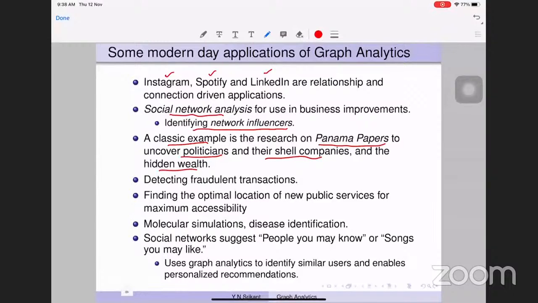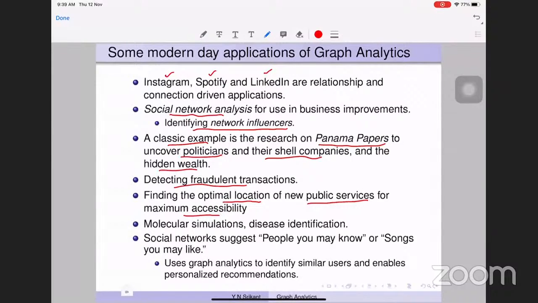The second possible application is detecting fraudulent transactions. I will give you an example in more detail somewhere in the middle of the lecture. Then another simple example, finding the optimal location of new public services for maximum accessibility.